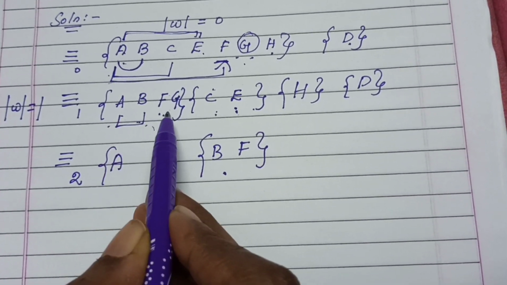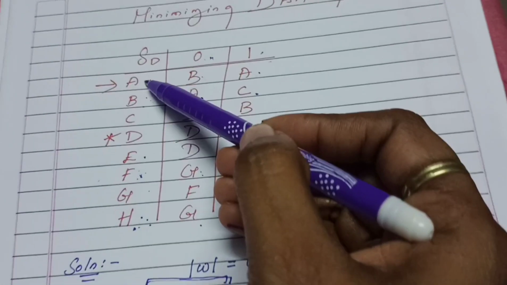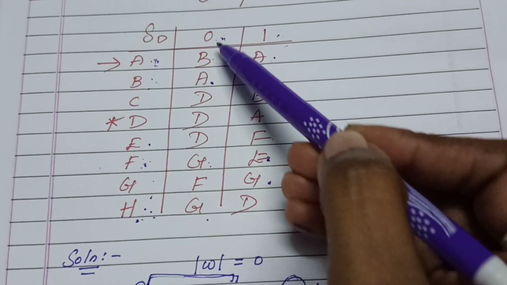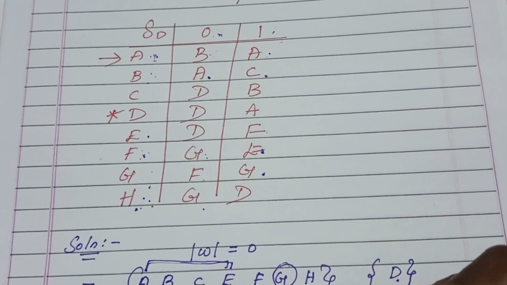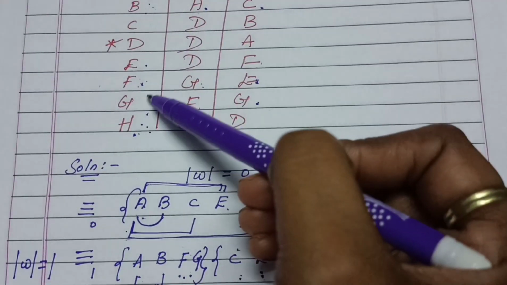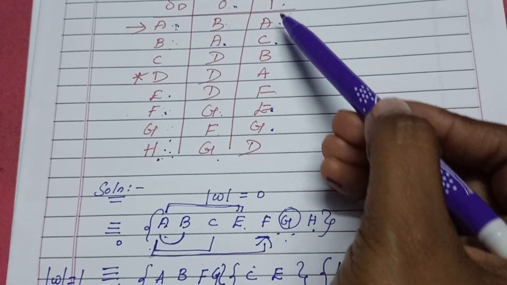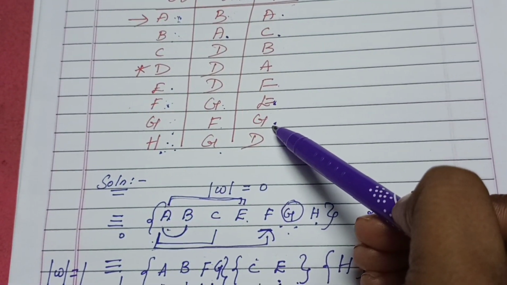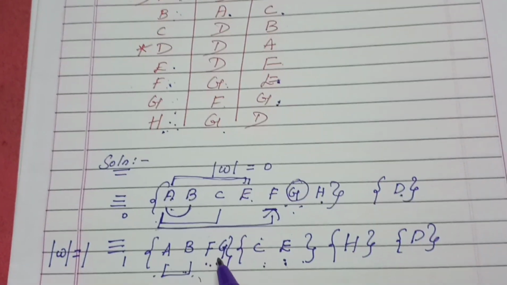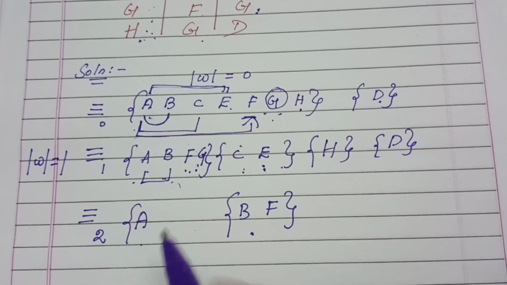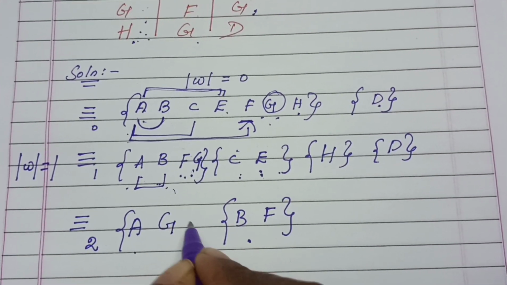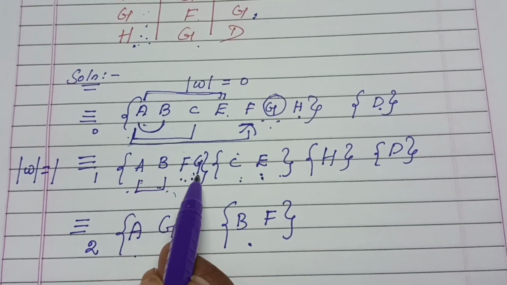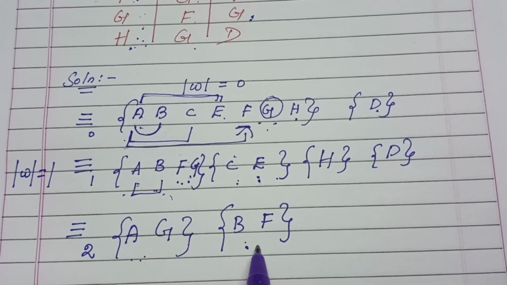Now consider A and G. So A and G on reading 0 it goes to B and F. Same set. A and G on reading 1 it goes to A and G itself. In the sense, you can write G along with A, meaning A and G are indistinguishable. So this set is divided into two subsets here.